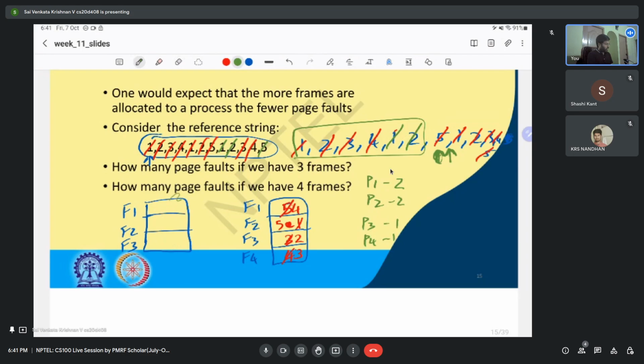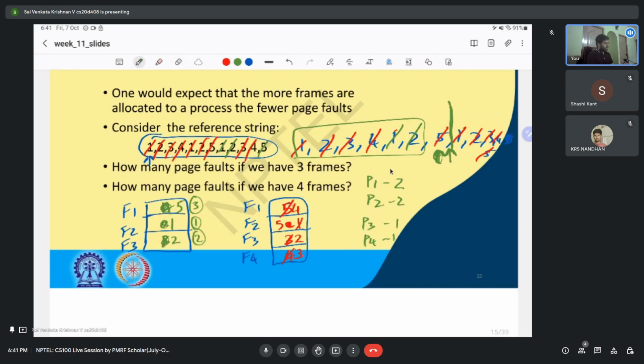So first it will be 1, 2, 3. Now this will be 4. This will be 1. This will be 2, and now 5 is also considered, so this will be 5. At the end of this page reference, my frame contents would be 5, then 1, and then 2. So this one is at position 1, this is at position 2, and this one was the last. This is how they entered into your frames.